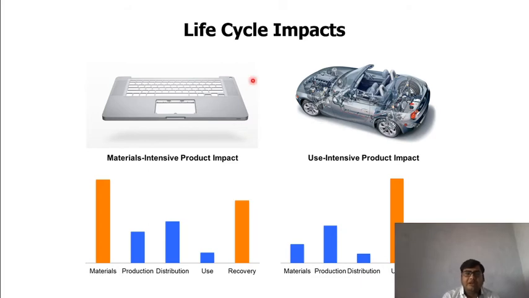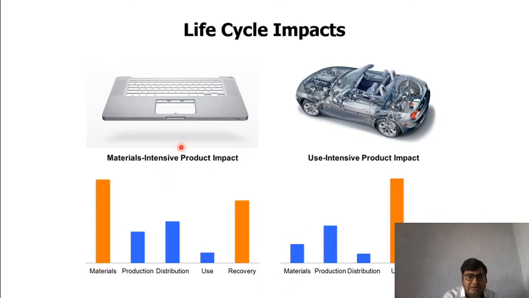What will be life cycle impacts? So different types of products have different life cycle impact on environment. If a product is a material intensive product, that means that the cost of material on environment is more. That means we are affecting the environment with material more. Then the materials and recovery will have high impact on environment, where production, distribution and use will have low impact on environment. This histogram shows the amount of impact on environment during different stages.